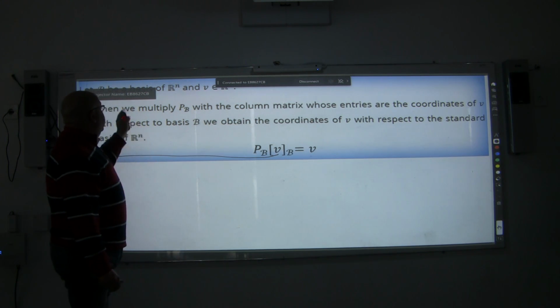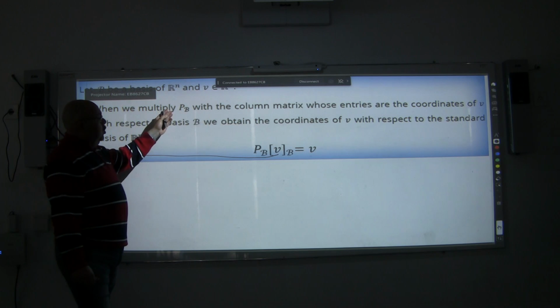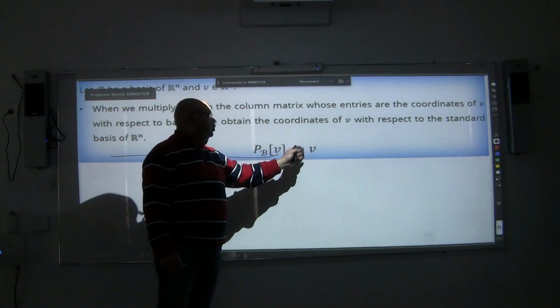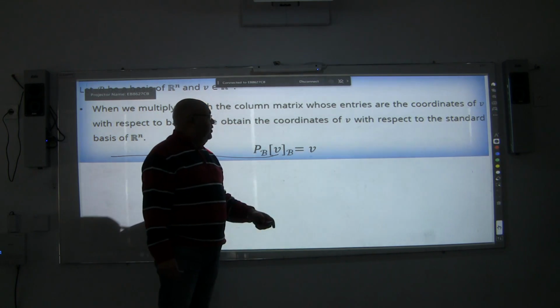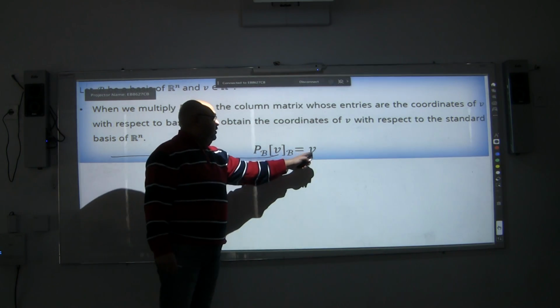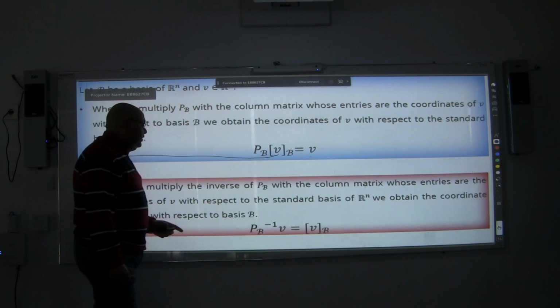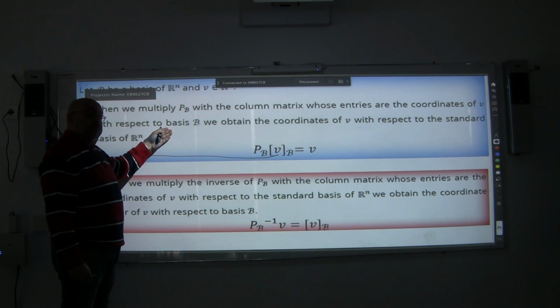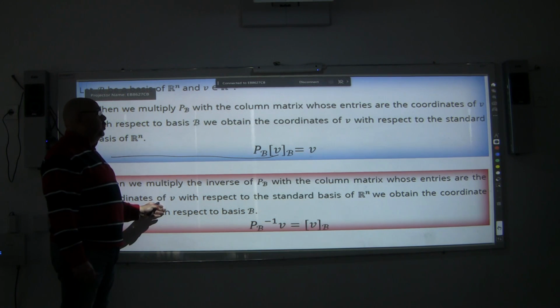Now, when we multiply B with the column matrix whose entries are the coordinates, I will be able to get the vector. If I want to get the coordinates, I will multiply the vector by the inverse of this matrix. This is the inverse. So that stands for problem number 1 that we solved together, and that stands for problem number 2 that we also solved together.